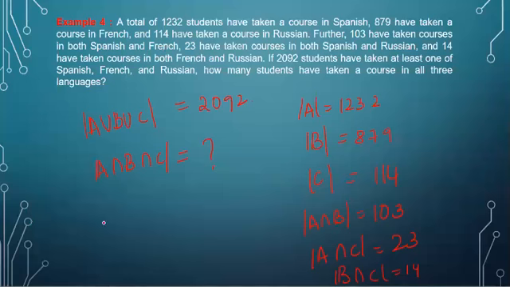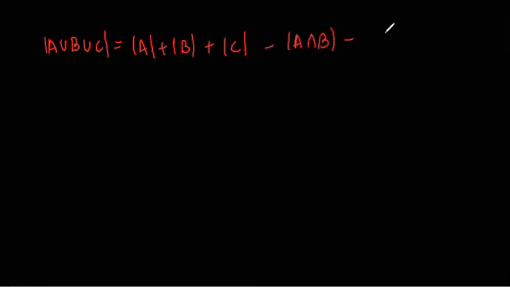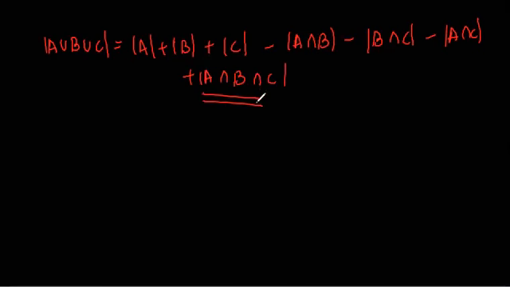So the formula is, let me write the formula over here. A union B union C is equal to A plus B plus C minus A intersection B minus B intersection C minus A intersection C plus A intersection B intersection C. Now we have to find this term. So let's substitute the values.